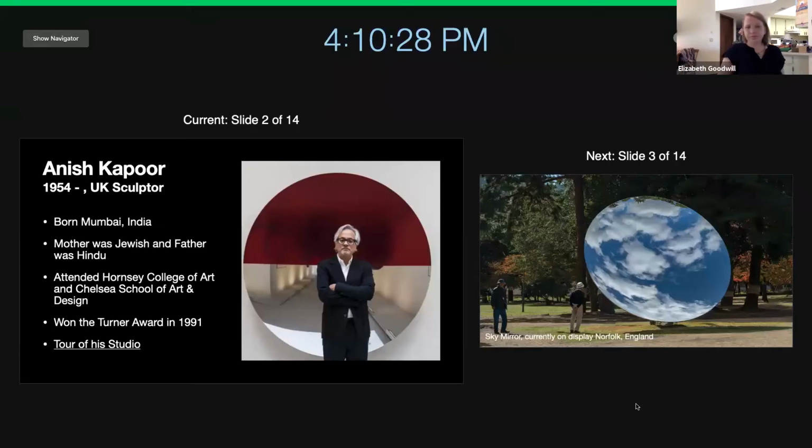So Anish Kapoor, born 1954. He's known as a UK, United Kingdom sculptor out of London. He was born in Mumbai, India. His mother was Jewish and his father was Hindu, which caused a bit of a dichotomy in how he connected to the world.